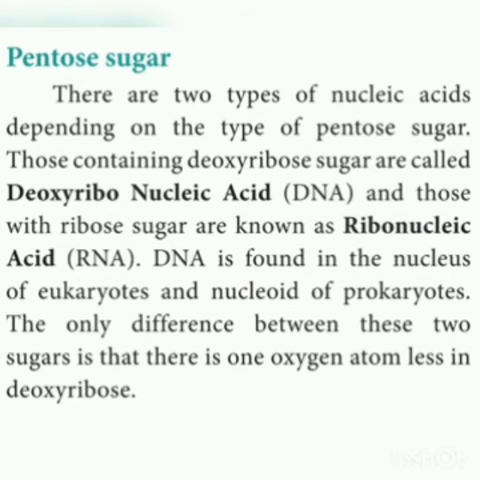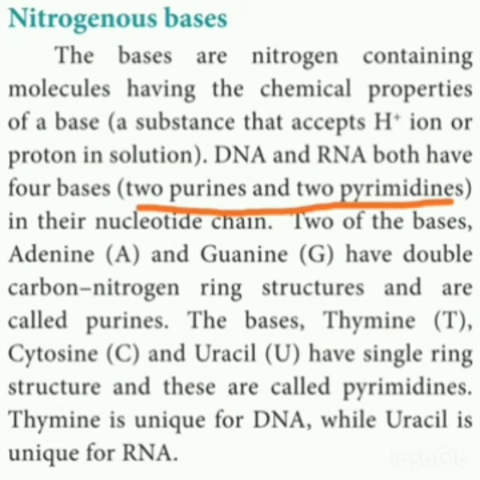Under pentose sugar, there are 2 types of nucleic acid, DNA and RNA. DNA means deoxyribonucleic acid, RNA means ribonucleic acid. So DNA is found in eukaryotes, whereas RNA is found in prokaryotes, and the only difference between these two sugars is that there is one oxygen atom less in deoxyribose. That's an important point.